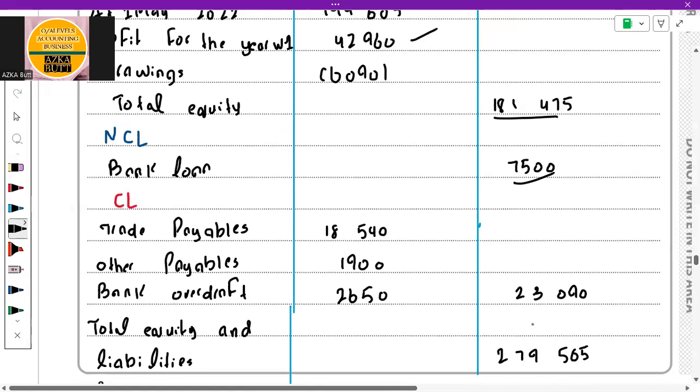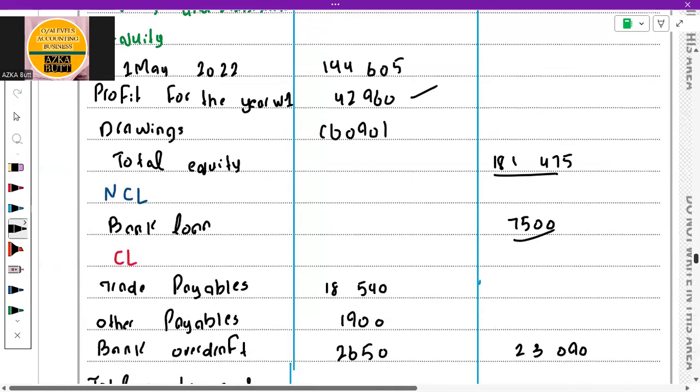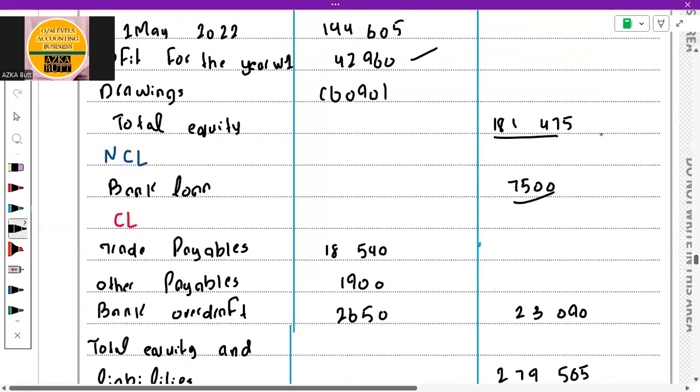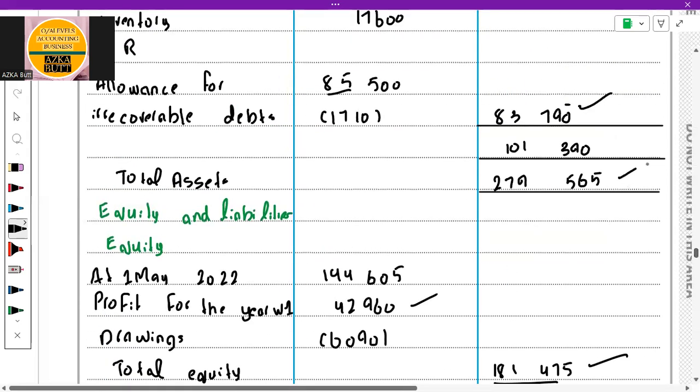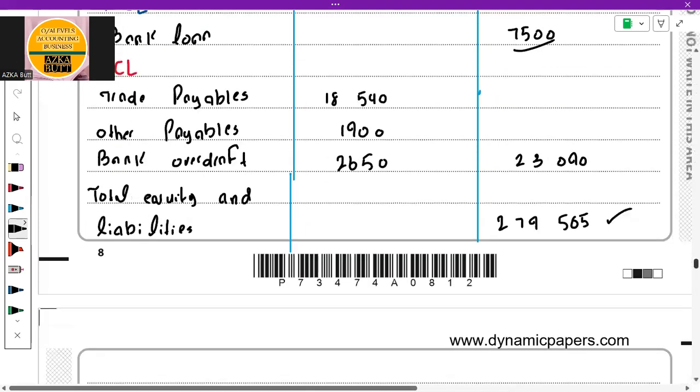Okay, so now we have to add this total equity with the total of non-current liability and with the current liability. So we have this answer, which is 279,565, and if you compare it with the assets, this is also giving us the same answer. It means that both sides are equal. We balanced our statement of financial position, so it means that our question is right.